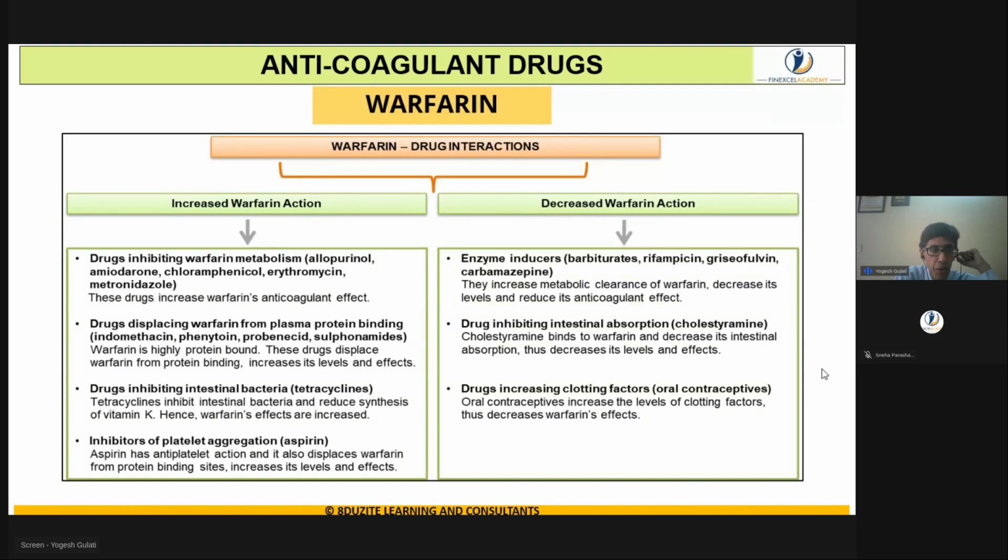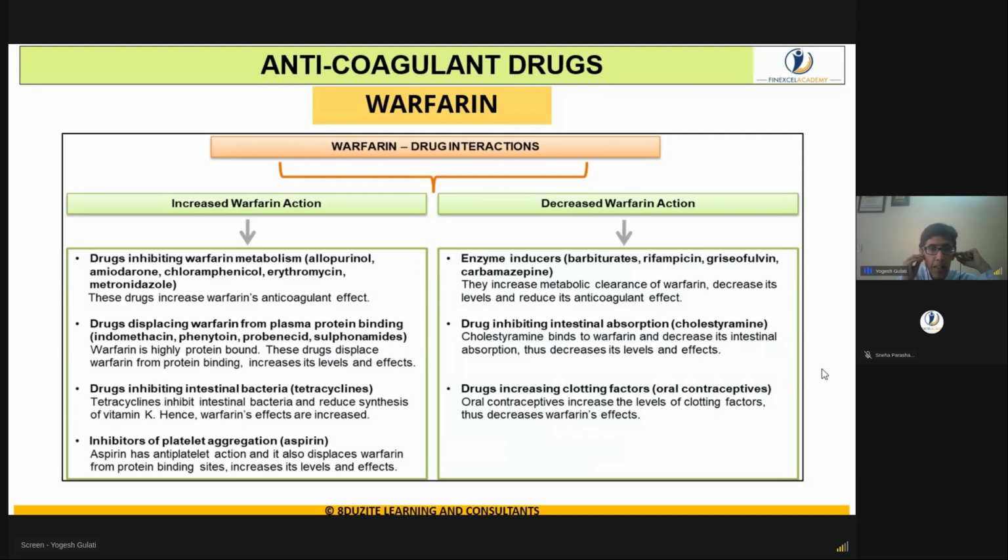So these are allopurinol, amiodarone, chloramphenicol, erythromycin, and an important one, metronidazole. So erythromycin, this group, chloramphenicol, allopurinol, these are important. So if you remember from general pharmacology, cytochrome P450 2C9 inhibitors, they'll all increase warfarin action.